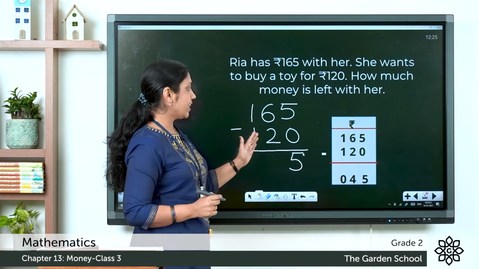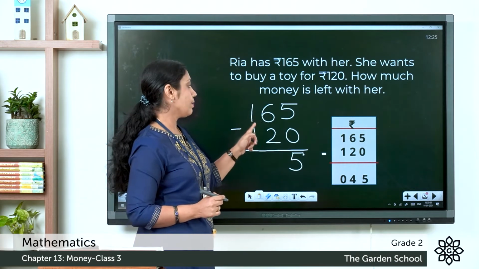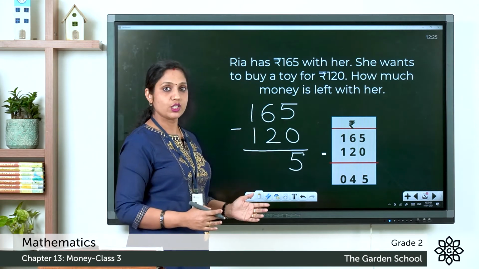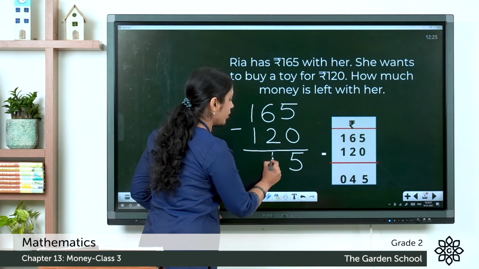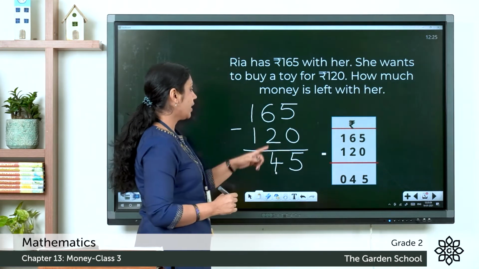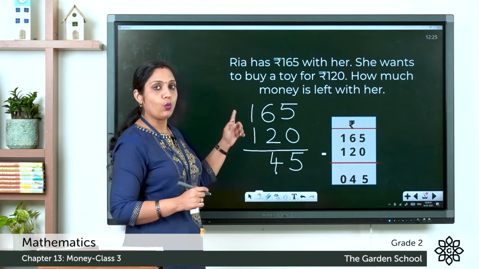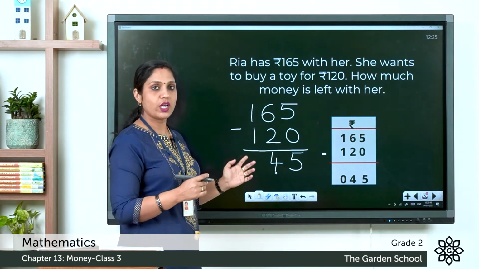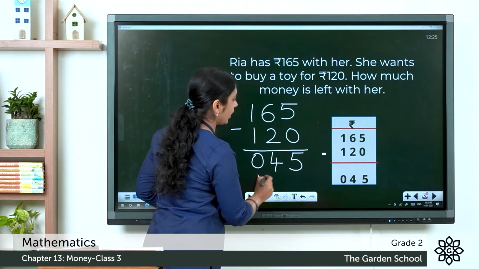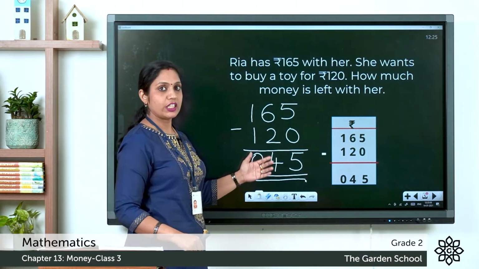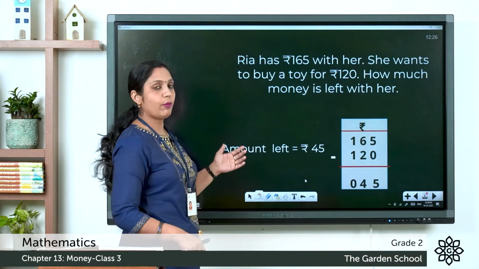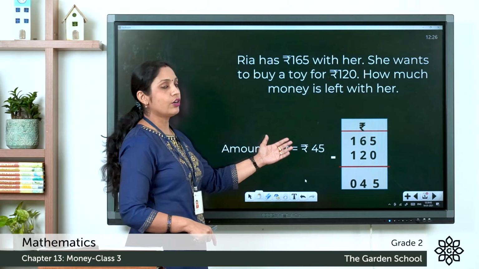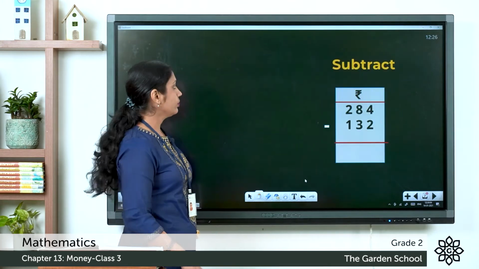Now moving on to the tens place we have 6 minus 2. 6 minus 2 is 4. So we'll write that here under the tens place. And in the hundreds place we have 1 minus 1, and 1 minus 1 is 0. So we get the answer 45. So the amount left with Riya is rupees 45.